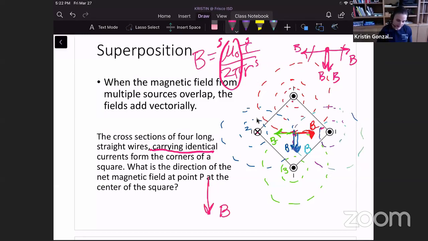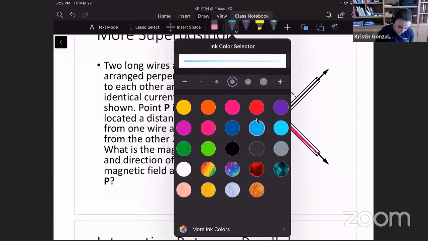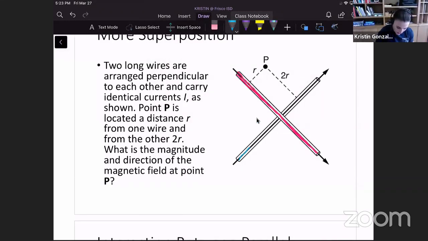Okay. Now let's look at if we have two wires that are crossed here and look at point P. So point P is at a distance of r from this wire and at a distance of 2r from the other wire. And we have the current directions there. So the first thing I'm going to do is look at each one and draw the magnetic field due to each of those wires.